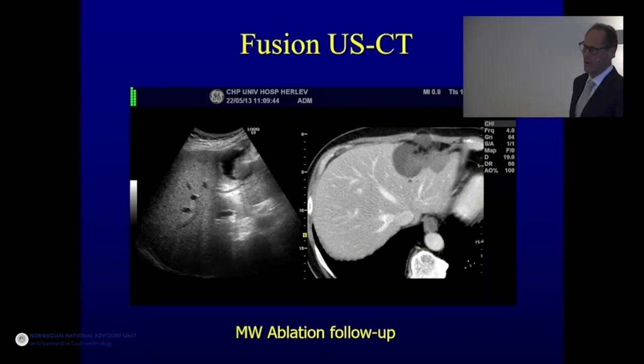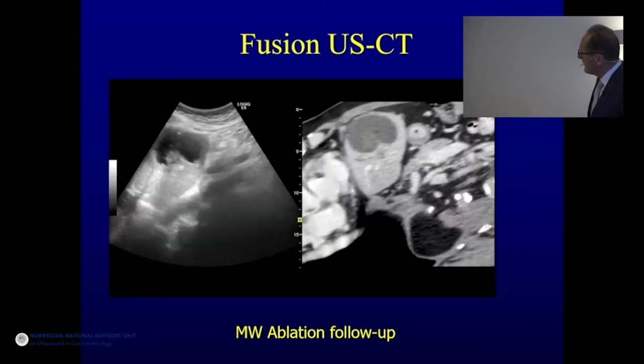This is the follow-up of a patient who had microwave ablation of a liver metastasis. You can see the ultrasound here. You can see there is a lesion. This is a CT. Actually, we did our ablation maybe too well, because it went all the way up through the muscle layers. It does happen, but it's not a catastrophe. The patient gets a burn. But on the ultrasound, you could be suspicious. Is this still viable tissue?